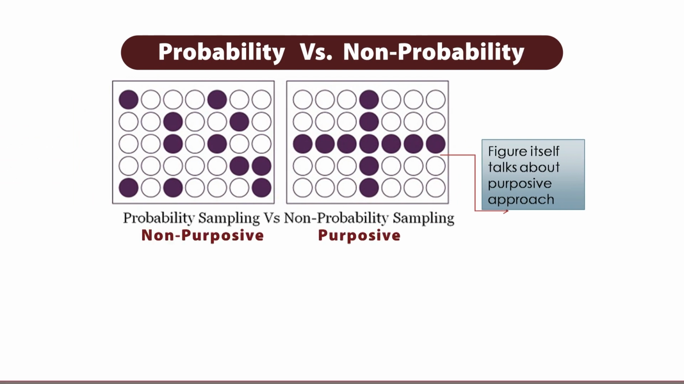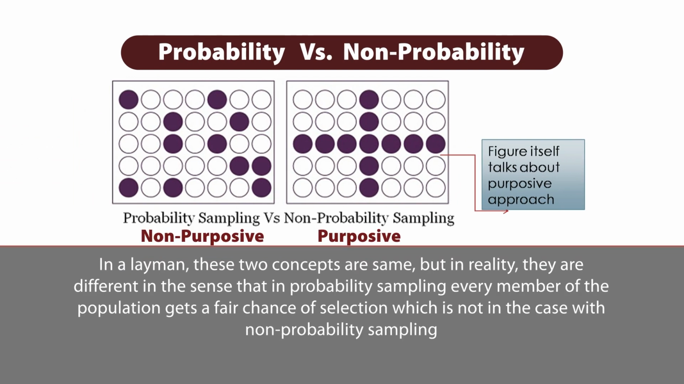So we are going to gradually distinguish how probability sampling differs from non-probability sampling. If you see this particular image, probability sampling is quite scattered in nature, whereas non-probability sampling is quite purposive in nature, and you take it in a very systematic manner. Somewhat the model is like that. With probability sampling you are not biased, whereas with non-probability sampling you are very much biased.